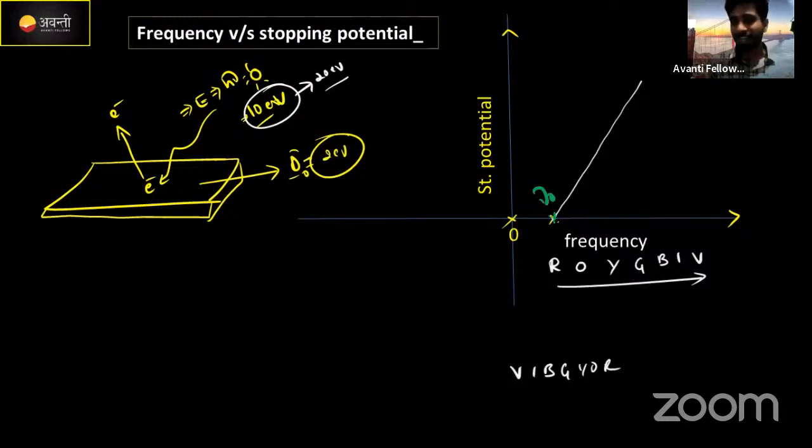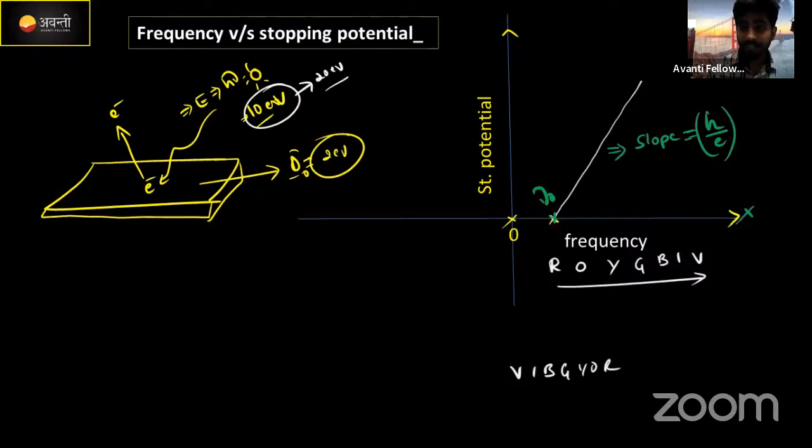And one more point, guys: the slope. If you make a slope here, the slope value will give the value of h by e. Keep this in your notes. The slope value gives the value of h by e, Planck's constant by charge. And then it is starting from the x-axis at this point.